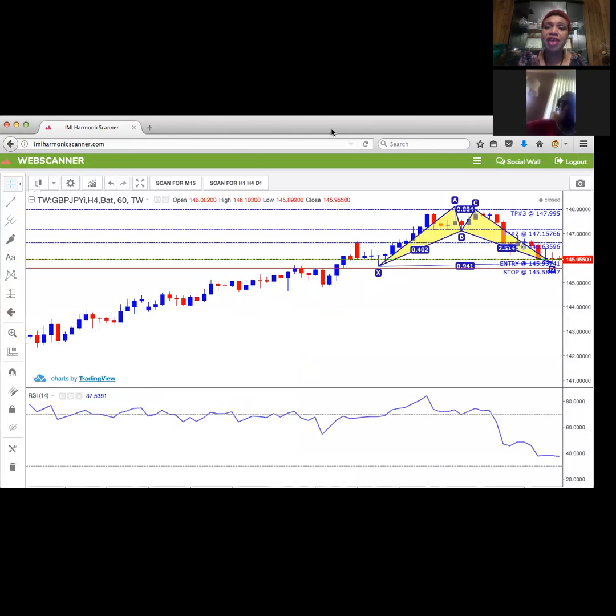This is the web scanner. This is not the downloaded MetaTrader 4 scanner that you can put on your computer, whether you have a PC or a Mac. But I'm doing this in order to allow you guys to see what's going on. So what I'm going to do is use this particular trade because it's up. Even though the market is closed, you see right here, it says closed.